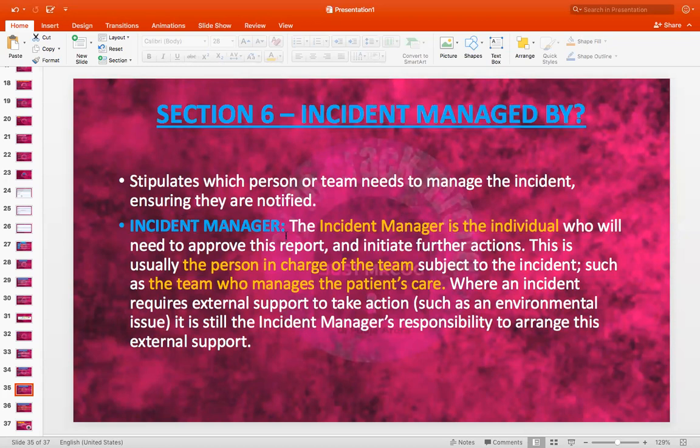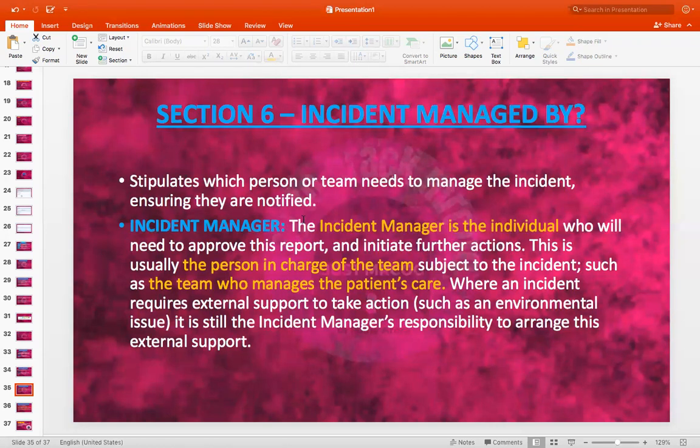So the incident manager is basically who deals with the DF2. So here he is going to mention who is going to be my incident manager, right? Because the incident manager will automatically receive the mail, who will need to approve the report and initiate the further action. This is usually the person who is in charge of the team subject to the incident, such as the team who manages the patient care.